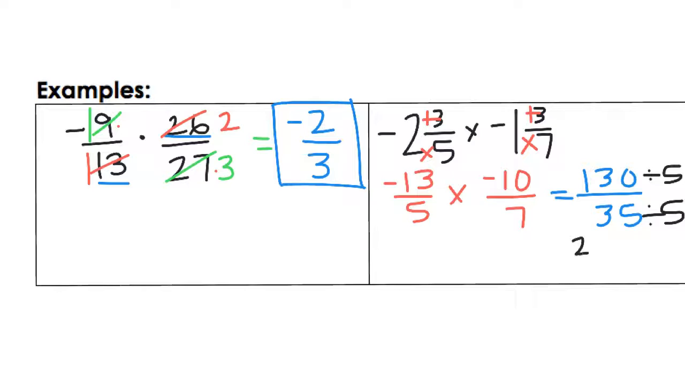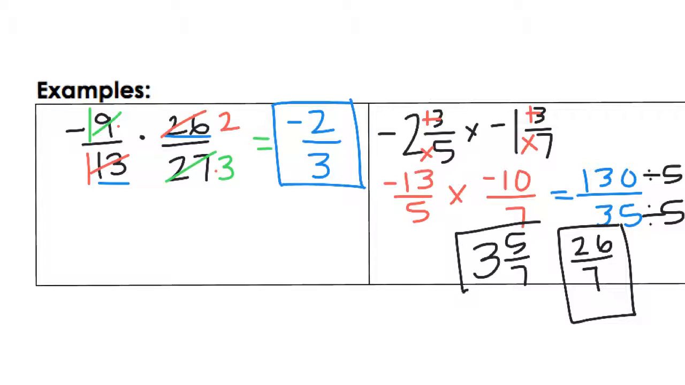over 7. And I can leave it as an improper fraction as long as it's reduced, or I can change it into a mixed number, and I can think 7 goes into 26 3 times. 3 times 7 is 21, so there are 5/7 left over.